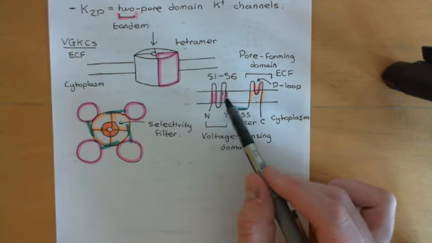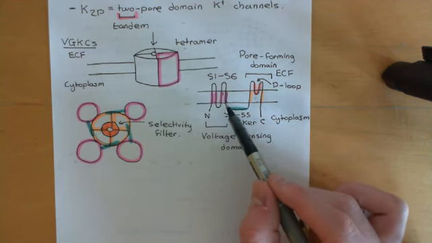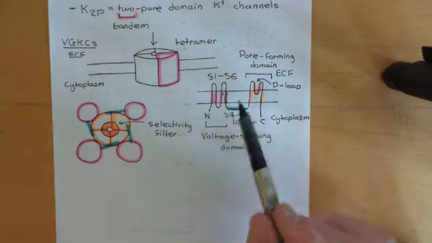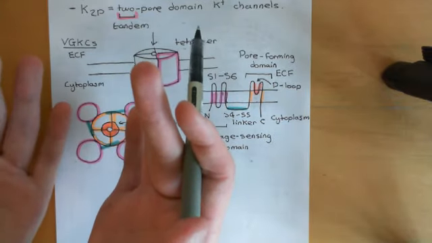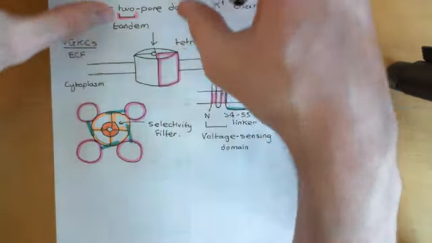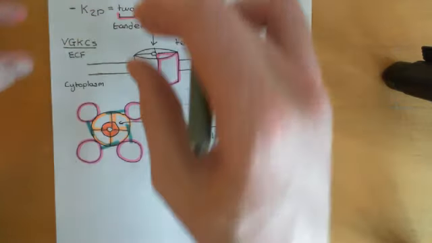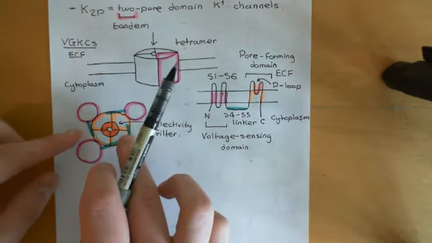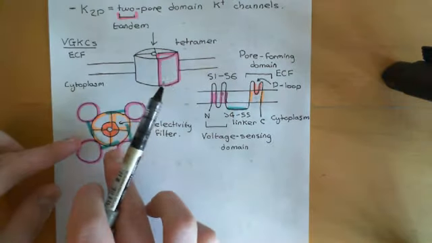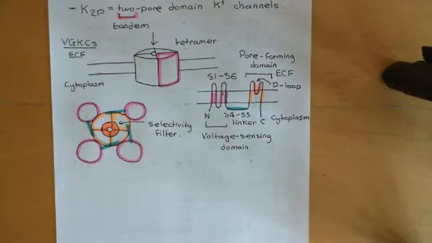The voltage-sensing domains obviously sense voltage. When the electrical potential difference across the cell membrane becomes depolarized, these voltage-sensing domains all move outwards, towards the extracellular fluid, and this causes a conformational change that is transferred to the pore-forming domains by the S4-S5 linker. That then causes a change in conformation in the pore-forming domains, which opens the voltage-gated potassium channel.